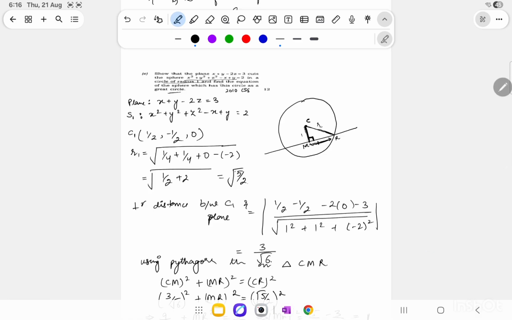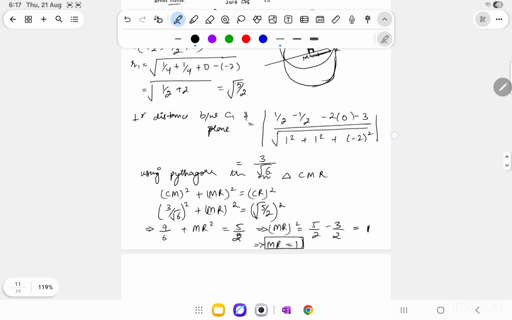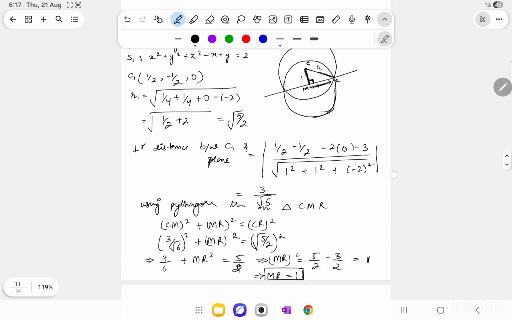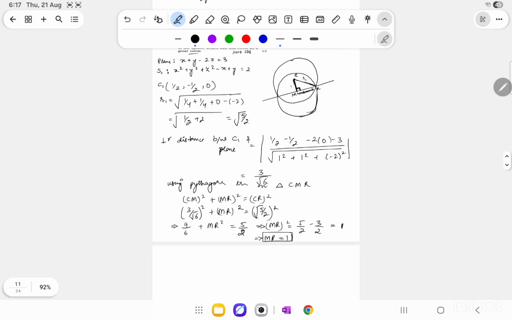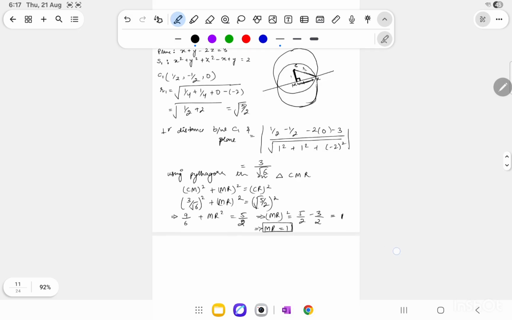Further, we are supposed to find the equation of the sphere which has this circle as a great circle. So we are supposed to find the equation of this sphere for which this circle is basically the great circle. Since I have drawn a perpendicular from this center C to plane M, I can easily find the equation of this line.